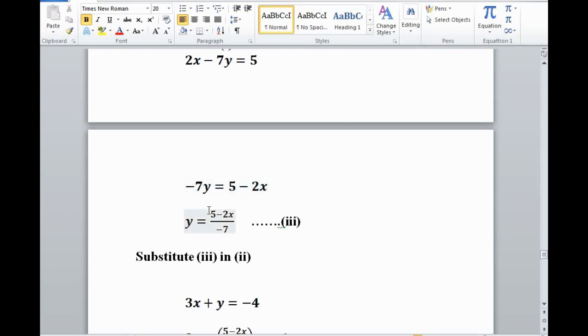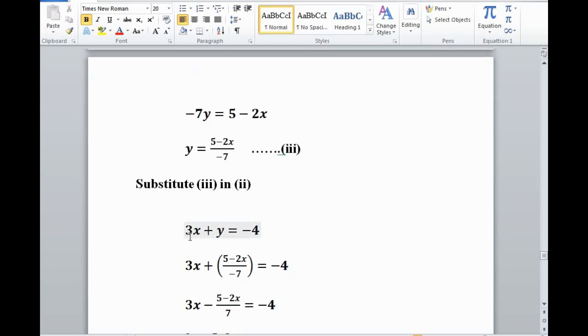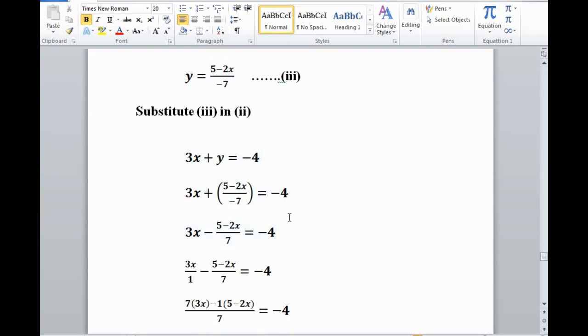So y is equal to 5 minus 2x upon negative 7, because this negative 7 is multiplying on the left hand side. So if we take this negative 7 from left to the right side, this equation becomes y equals 5 minus 2x upon negative 7. I'm going to name this equation as our equation 3, and then I will substitute equation 3 in equation 2. First I will write our equation 2, which is 3x plus y equals negative 4. And since y is 5 minus 2x upon minus 7, I'm going to replace this y by 5 minus 2x upon minus 7, equals negative 4.